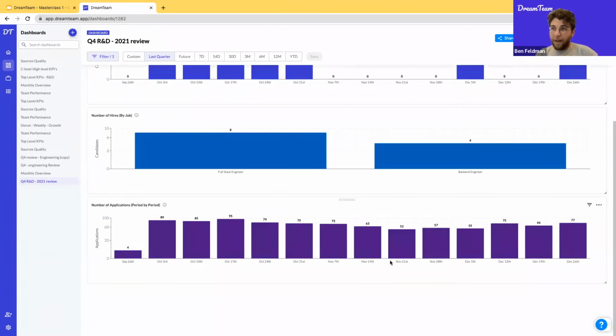Let's start with number of applications. We see a decrease. We don't know why we see a decrease. And the truth is this is very high level. CVs can come from multiple different areas, right? So we don't know where we should be looking. So let's break this down further.